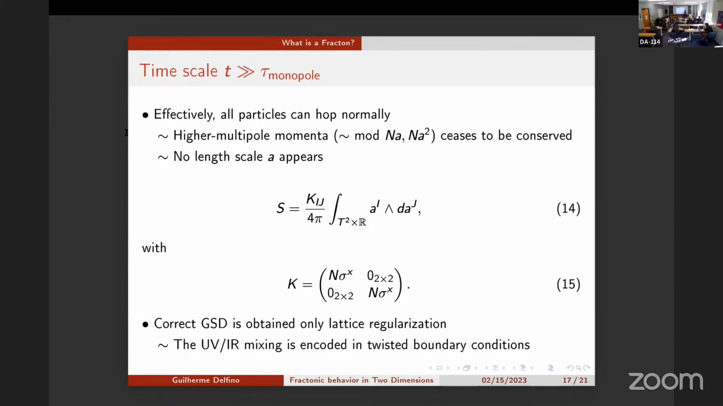You have to be careful on how you regularize your theory, because now the UV-IR mixing information is encoded in these twisted boundary conditions. As you go over the torus, the fields do not come back to themselves. They mix among these different flavors of I and J's here. And that's how the UV-IR mixing survives even in this description.